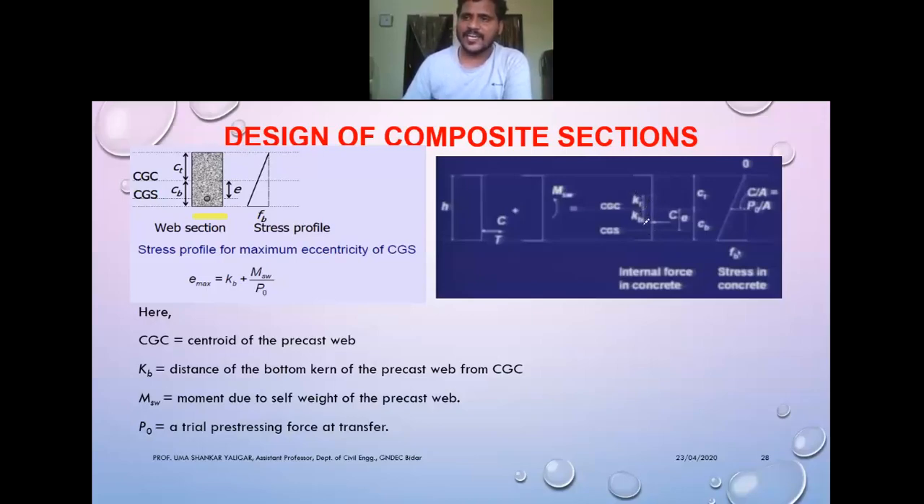Now here we have seen from model number 1 and model number 2 how to calculate the kt and kb. The kern point, the bottom kern point and top kern point. These are the points in which the compression force is active. It is the maximum distance at which the compression force is active.